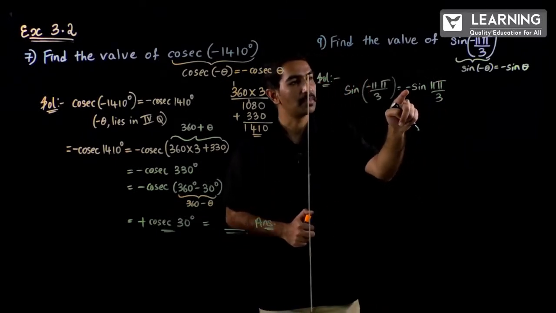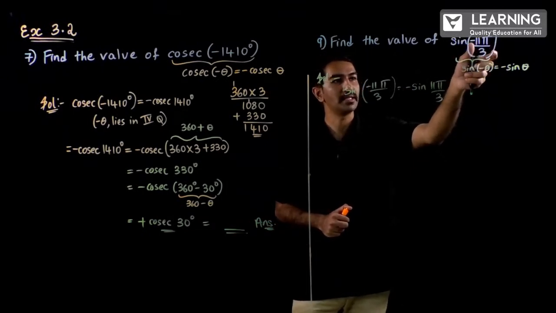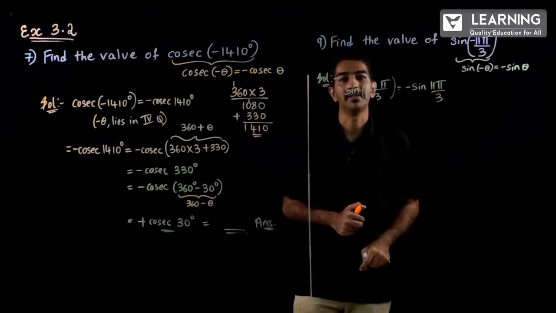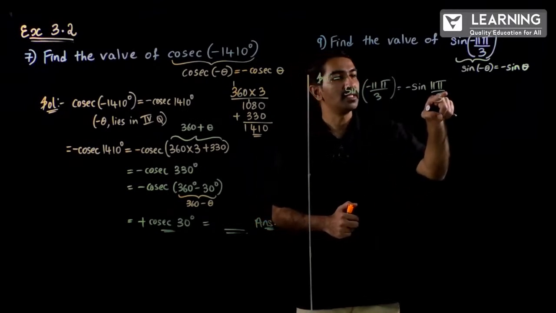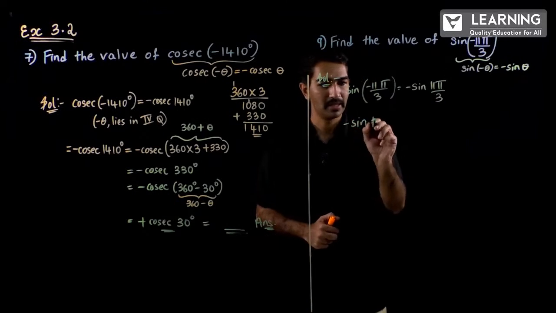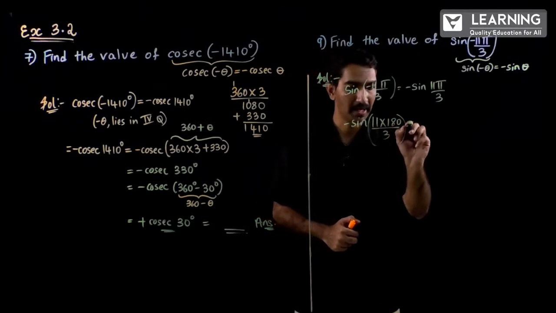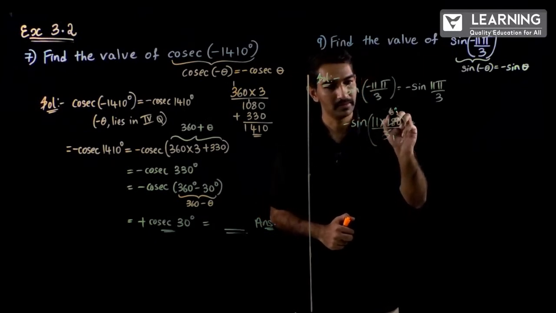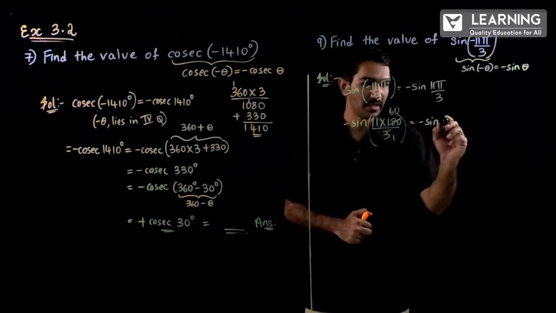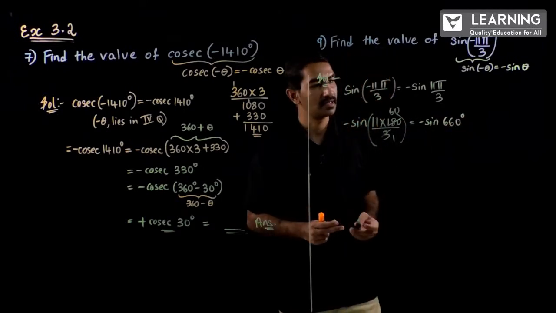Why minus? Because minus theta lies in the fourth quadrant. Whatever the angle given, it lies in the fourth quadrant, and in the fourth quadrant sine is negative. That is why we have written a negative symbol here. Okay. Now this is in radians, right? We'll convert this into degrees. So this can be written as minus sine of 11 into 180, the whole divided by 3. Three ones are 360s, so 60 into 11 will be equal to how much? Minus sine, 11 sixes are 66. So that will be 660 degrees.